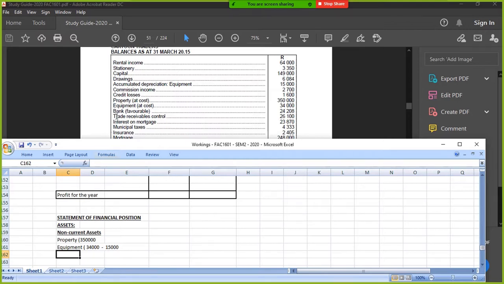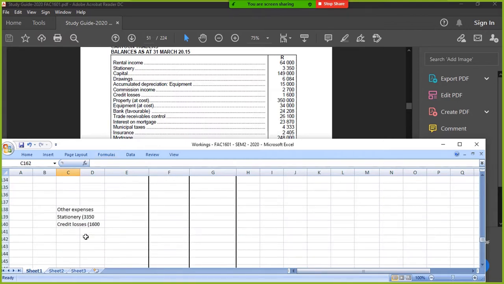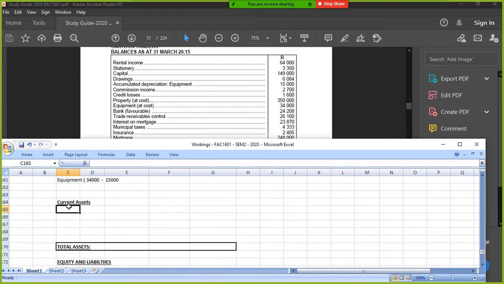Bank favorable. If bank is favorable, it's an asset. Remember, you need to disclose current assets separately from non-current assets. Bank would be a current asset because it's a favorable bank balance, 24,208. Just double check that I'm reading the right amounts. As you go, just check it.